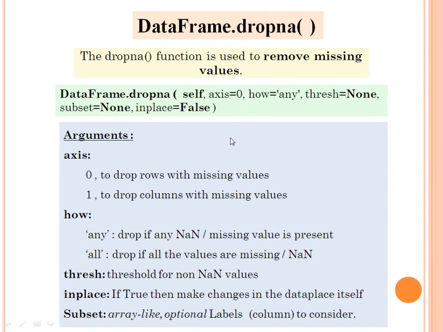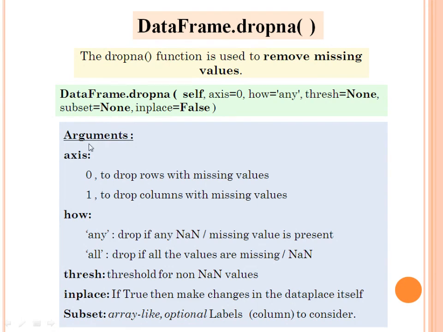Okay, children. Now see the next topic, DataFrame dot dropna. So dropna is used to remove the missing values. In fillna, you fill the missing values. In dropna, you drop the missing values. Their syntax is most likely the same, but a few parameters are different, like axis is different, how is different, thresh is different, subset is different.